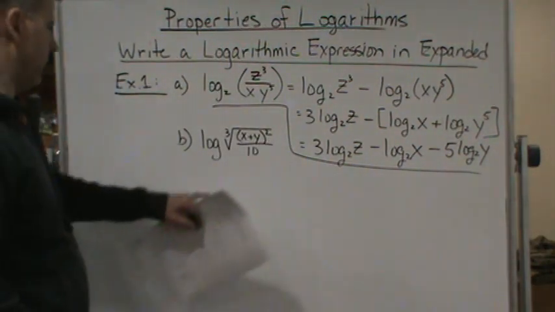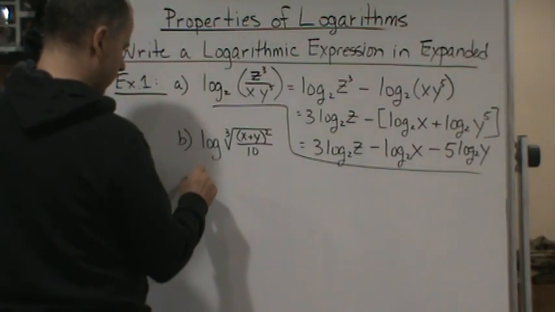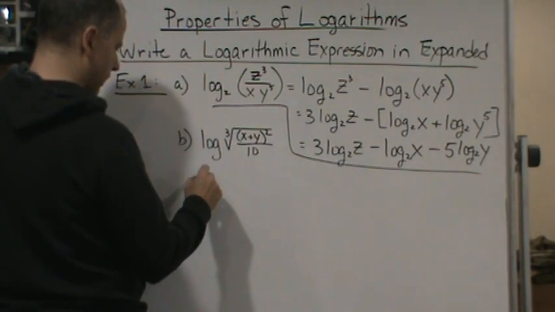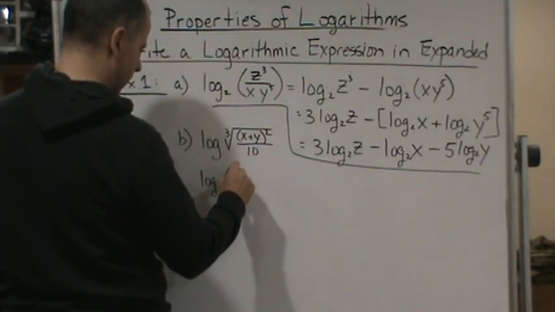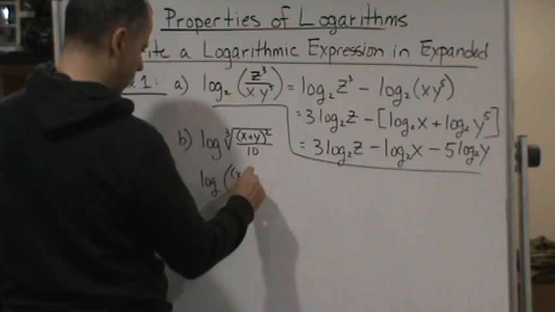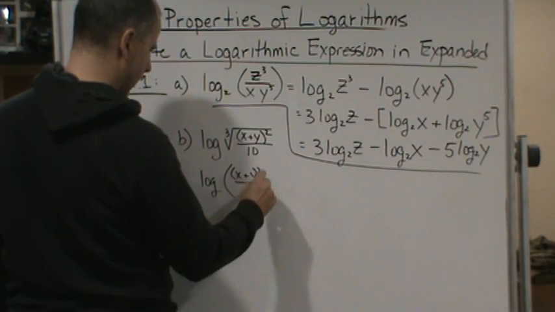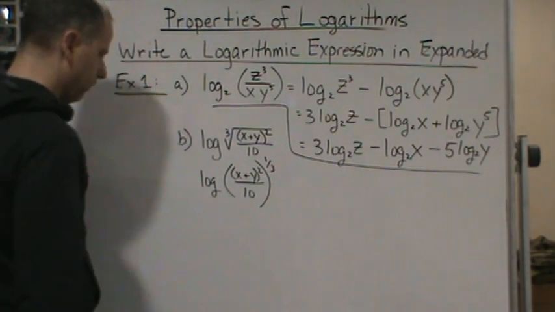Okay, now what about this one? We're going to do the same thing. So we're dealing with common logs here. So the first thing I'm going to do is write this as a rational expression. So it's going to be log of what? The quantity x plus y squared over 10, and the whole thing is to the 1/3 power.